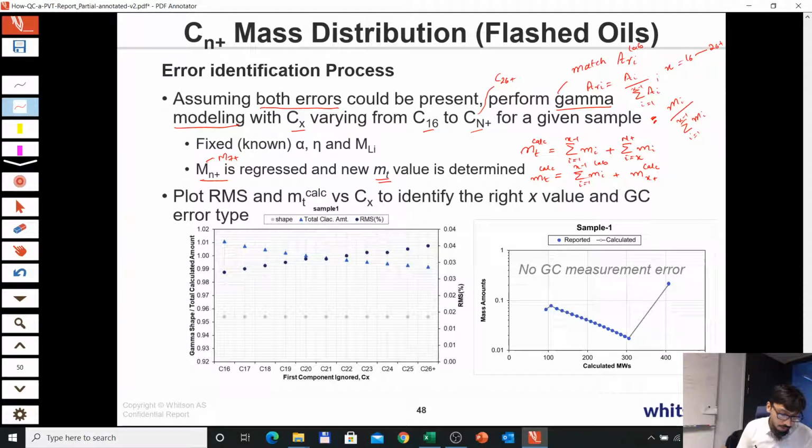Okay, so that's what we call the error identification process, and that's something we should be doing before we correct anything, because we don't know what kind of error is there in the given compositional data. So we have to follow some kind of workflow to identify which sample has what kind of problem. And once we know the problem, then we can make a correction for that problem and correct the compositional data.